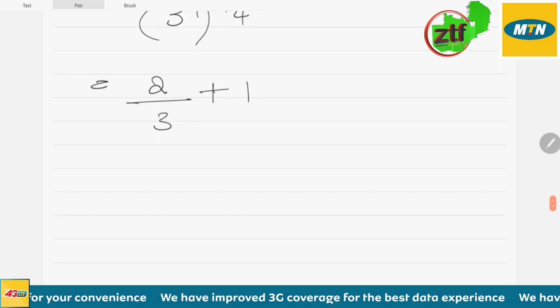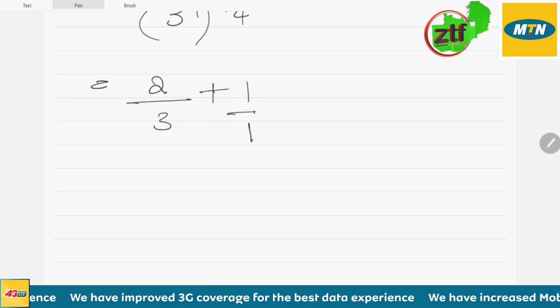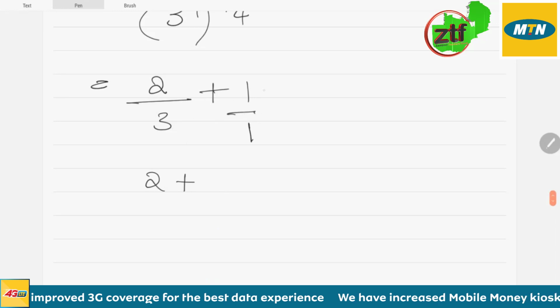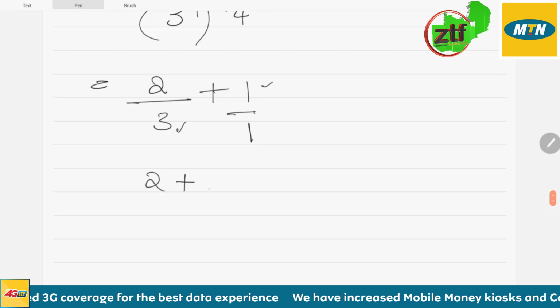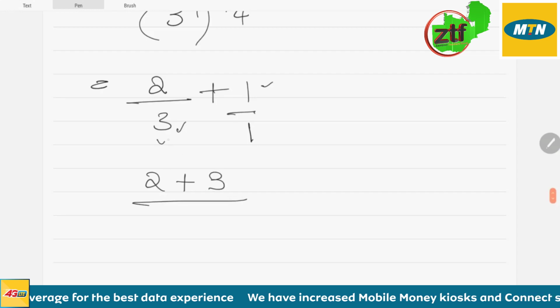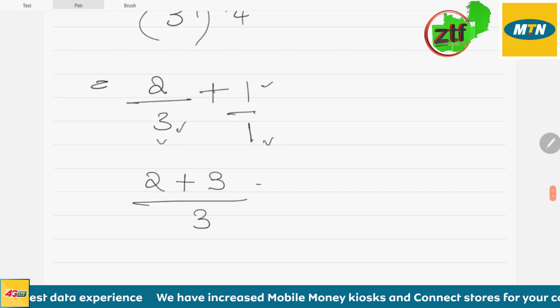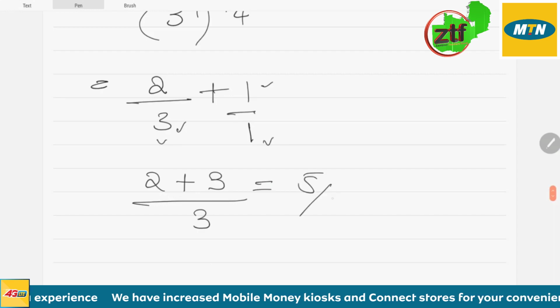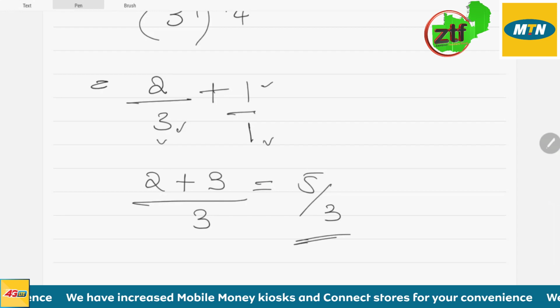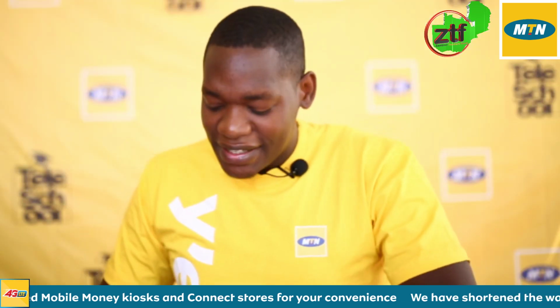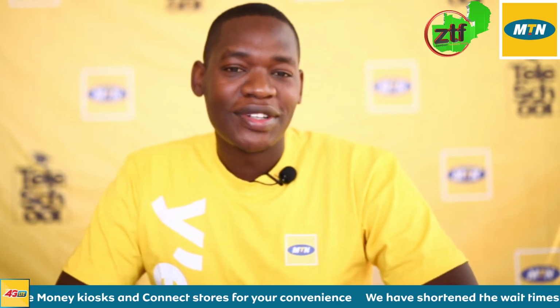So you simplify this arithmetic expression. You have it over 1. So you can multiply 2 by 1, and 3 by 1, so you have 2 plus 3 over 3, then divided by 1 over the denominator. So the final answer we have is 2 plus 3, which gives us 5 over 3. That is our final answer. That is how you are expected to answer this question in the exam.